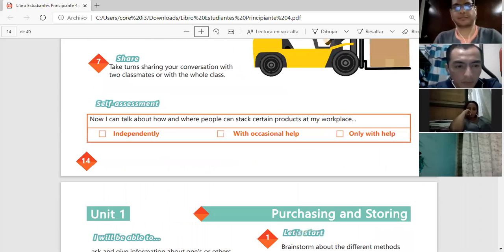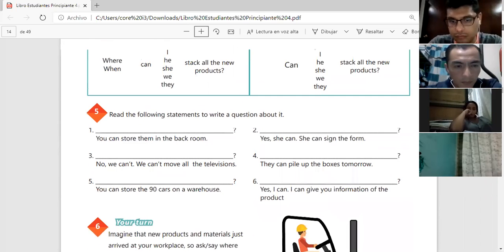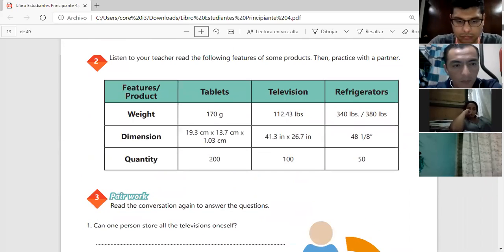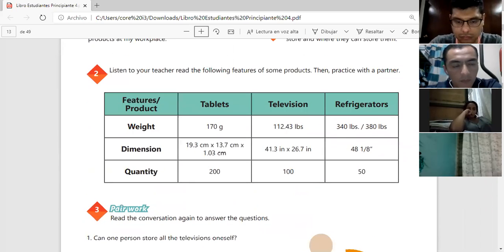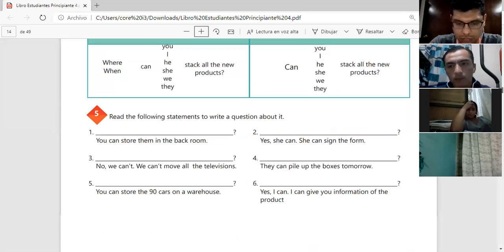Now, what are you going to do on the presentation? We were saying that you need to describe all the information about the products. So you will also include the weight of the product for the presentation that you have tomorrow, the dimension like this, 19.3 centimeters by 13.7 centimeters by 1.7 centimeters. This is the way that you do it. You need to say centimeters or inches. If it is a weight, you can say grams, pounds, or kilograms, depending on the product that you will present.